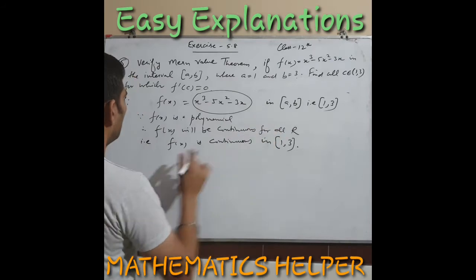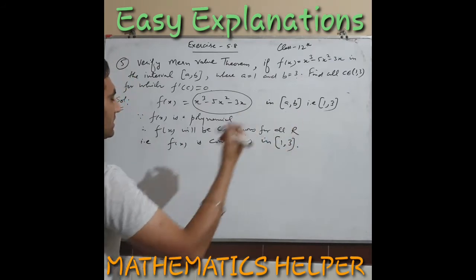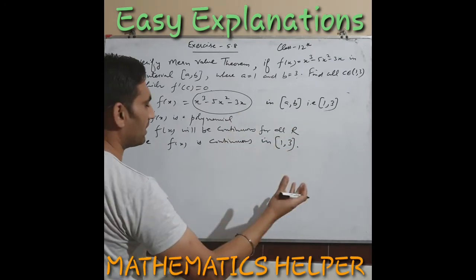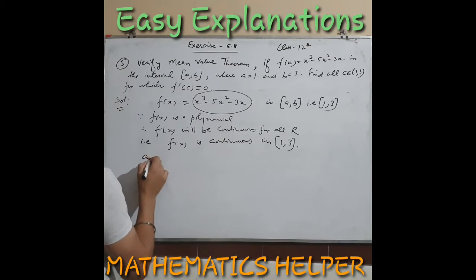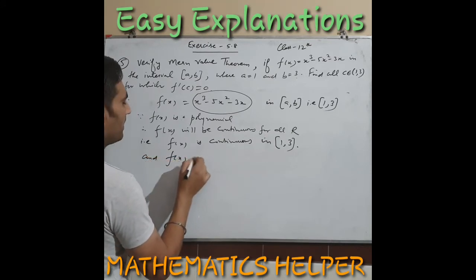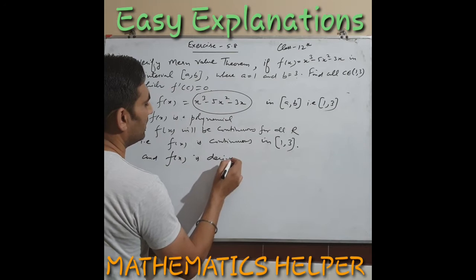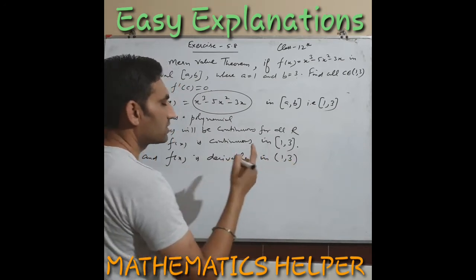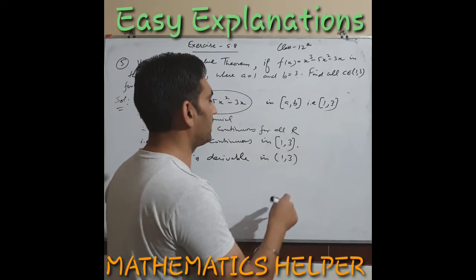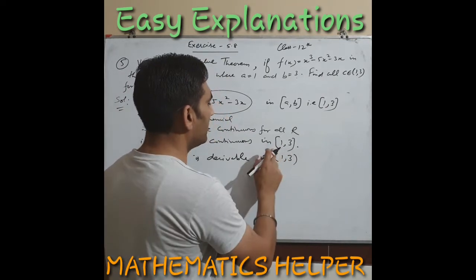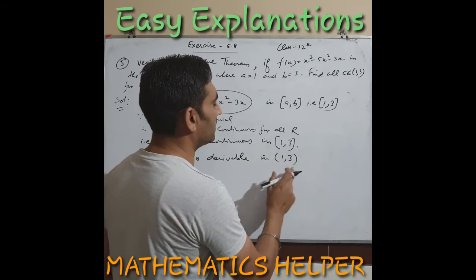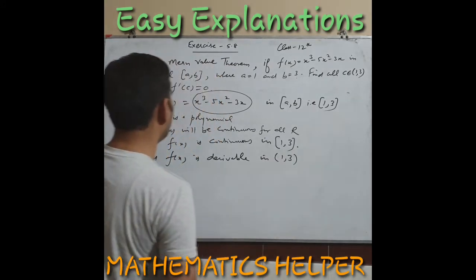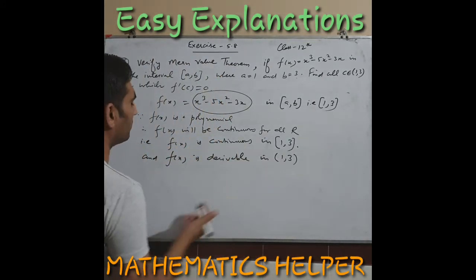Real numbers are endless, and if it is continuous, polynomials are also derivable. So we can say f(x) is derivable or differentiable in the open interval also. Students, there is a difference between closed and open intervals. I hope you know this. Closed means 1 and 3 are included, open means 1 and 3 are not included. After that, try to remember what we write in the mean value theorem.